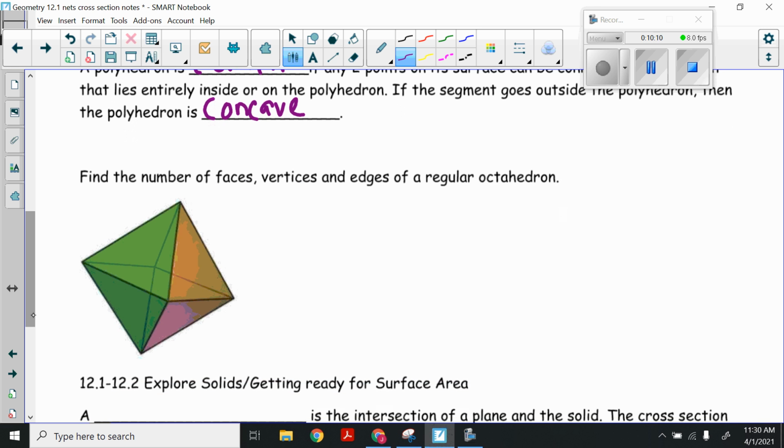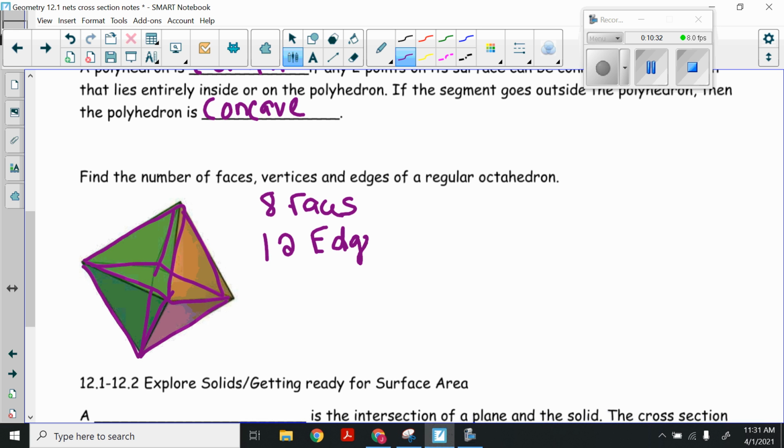So it says find the number of faces, vertices, and edges of a regular octahedron. Octahedron, we already know that has 8 faces. We can find our edges. So 1, 2, 3, 4, 5, 6, 7, 8, 9, 10, 11, and 12. So we say we have 12 edges. Vertices, we have 1, 2, 3, 4, 5, and 6 vertices.